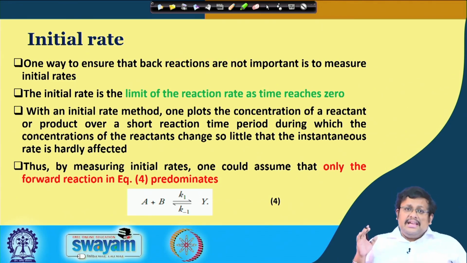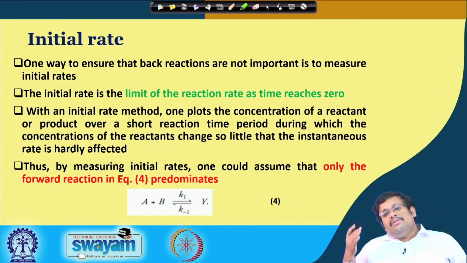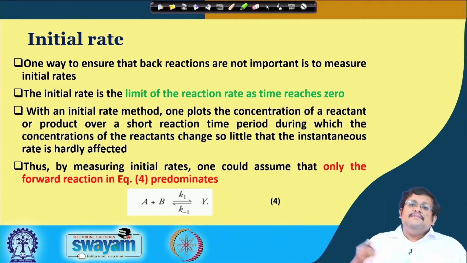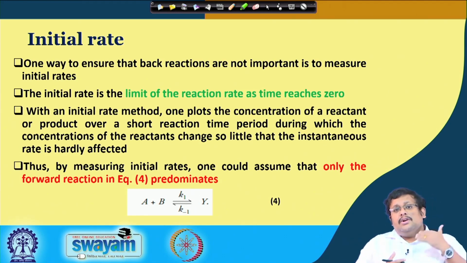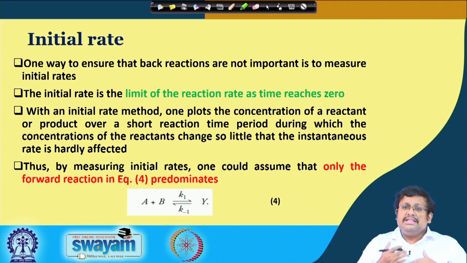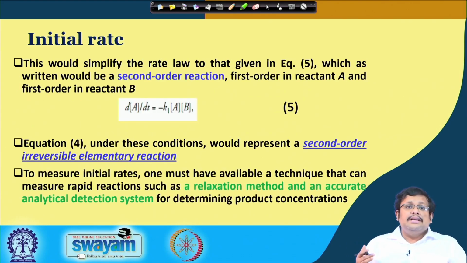So, basically while we are talking about the initial rate, we are nullifying the reverse reaction rate and we are only focusing on the forward reaction rate in equation 4. In equation 4, we have seen there are two reactions, one is the forward reaction, another is the backward or reverse reaction. However, in case of measuring the initial rate, we are nullifying the reverse reaction.